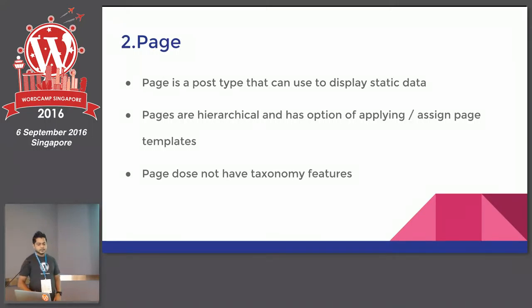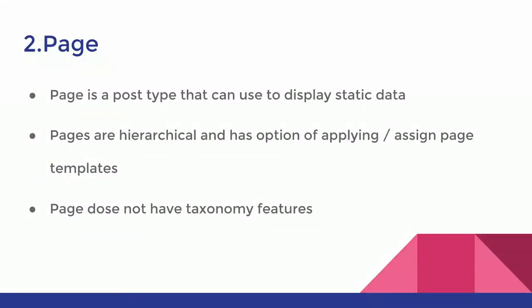And the second one is page. Page is another post type, which we can use to display static data in our websites. Page can be assigned to different page templates, which is extremely useful when you are looking at extending your applications. By default, page does not have taxonomy features. Another important thing is that page is hierarchical. That means it can have parent pages, child pages, and so on.